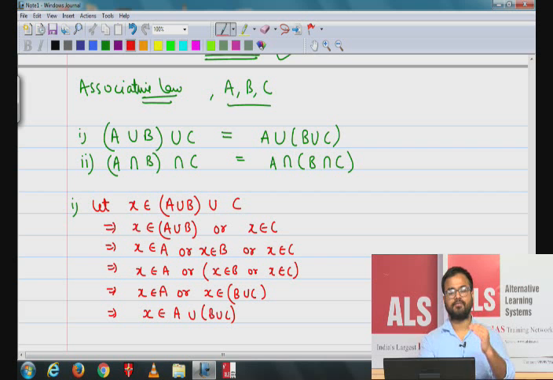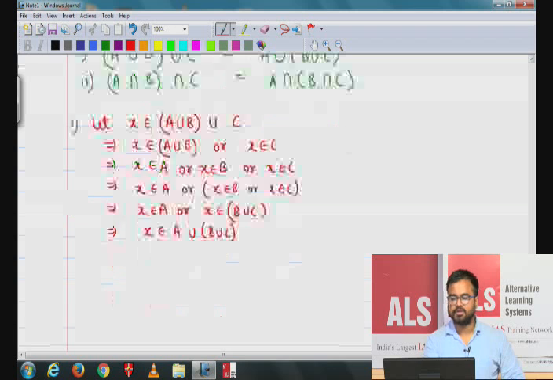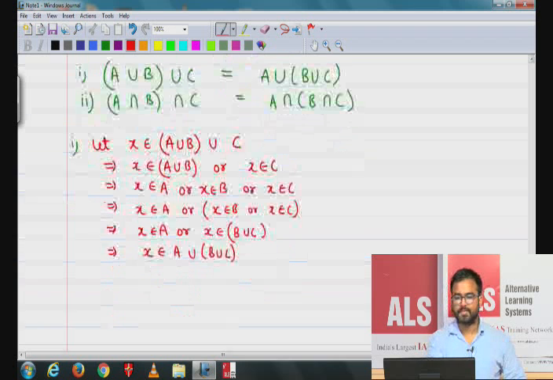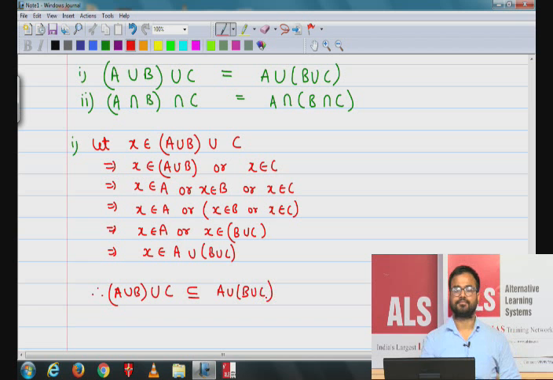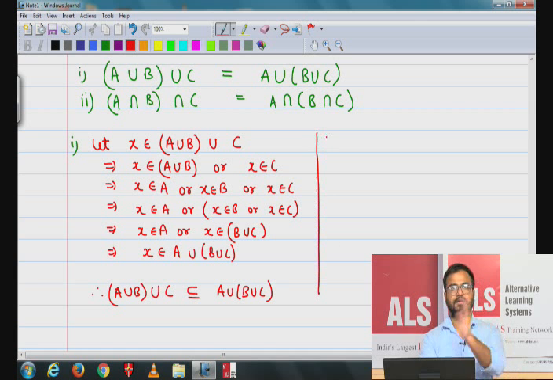So from this we can say, since X was an element of that and X is an element of this also, therefore A union B union C is a subset of A union B union C. Getting it? In the same way, we can do it for the right hand side. We will prove the right hand side is a subset of the left hand side also.